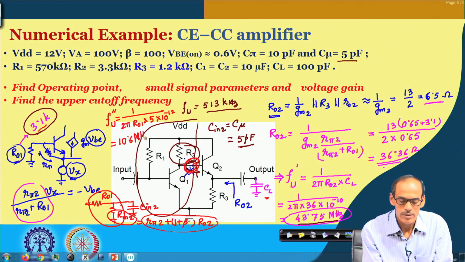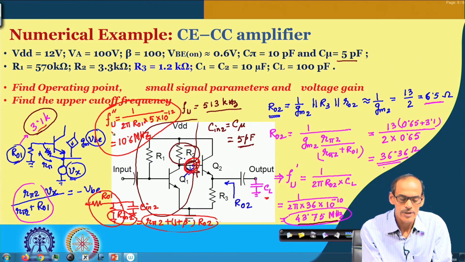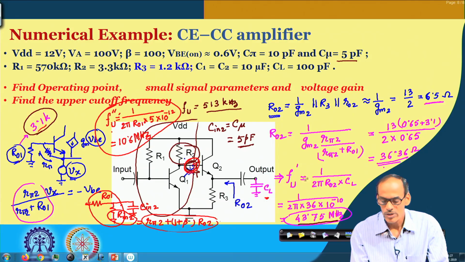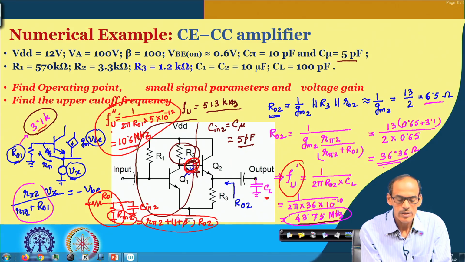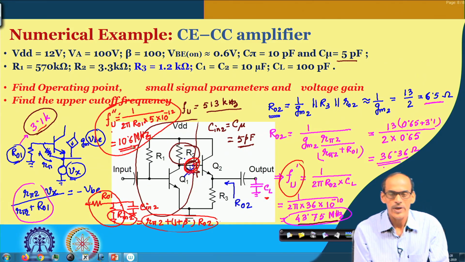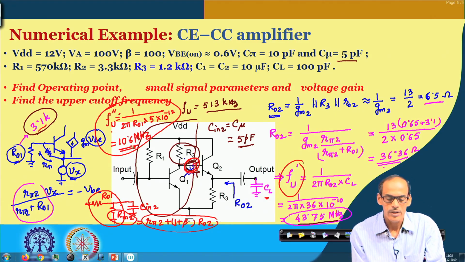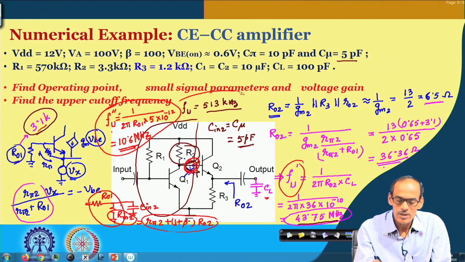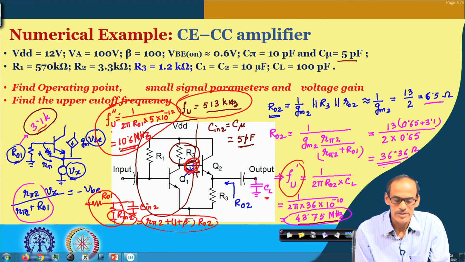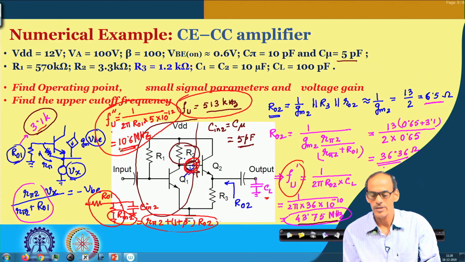So, even though we now have two candidates to define the upper cutoff frequency, one is F U double dash and also we have F U dash. These two, if I compare, this is lower. So, eventually this is defining the upper cutoff frequency, but still if I compare with the original upper cutoff frequency, adding this CC stage is helping us to extend the bandwidth.